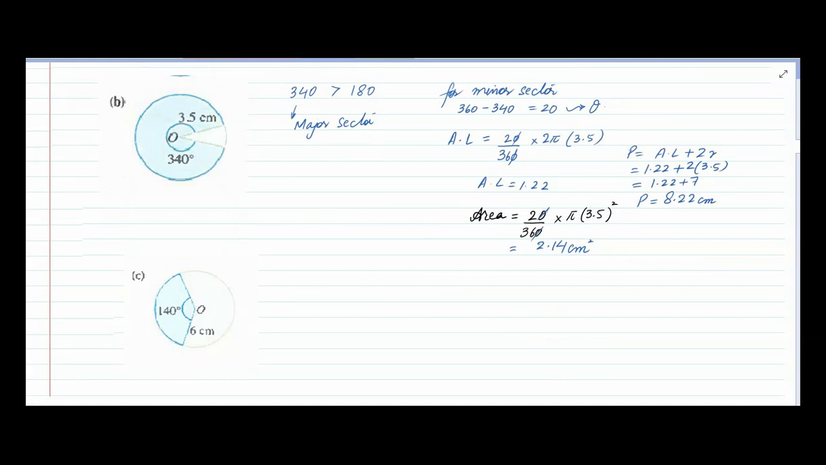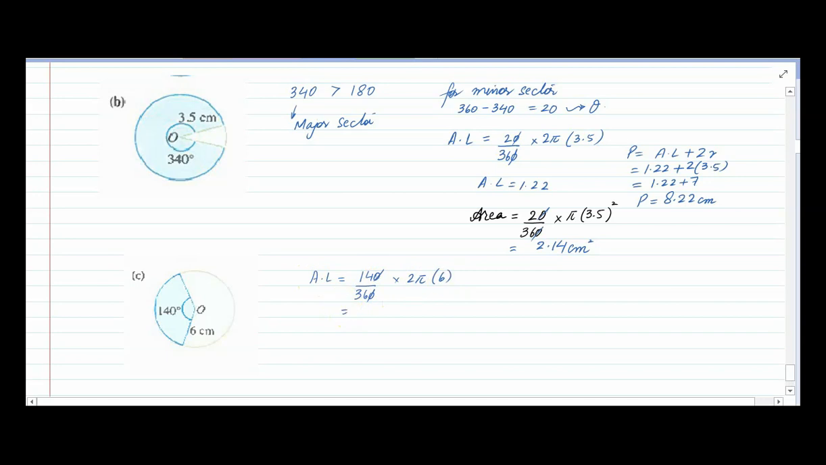Moving on to the next part, that is part C. We need to find the area and perimeter of the minor sector. So first we need to find the arc length. So arc length is angle divided by 360 multiplied by 2 pi r, right? And the value of radius is 6, that is known, and the zeros cancel each other.